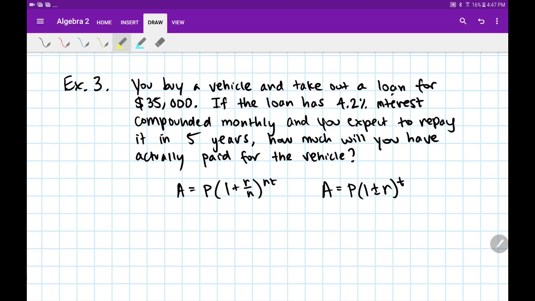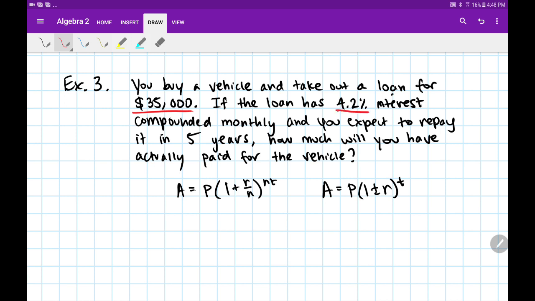Let's try this last problem. Okay, we have a word problem, so we need to scan, we need to identify our letters. Let's see how many we can get. You buy a vehicle and take out a loan for $35,000. If the loan has 4.2% interest compounded monthly and you expect to repay it in 5 years, how much will you have actually paid for the vehicle? So scanning it one more time, let's see what we recognize. This is an amount of money. Right now I'm not sure if it's the initial or the final, and it's not a big deal. We'll come back to it.